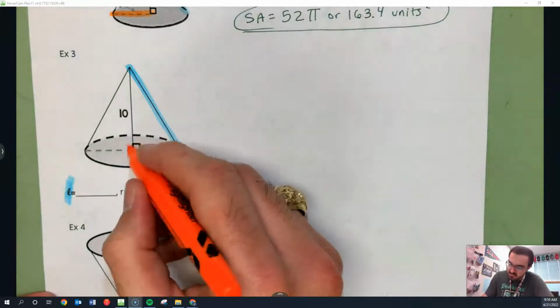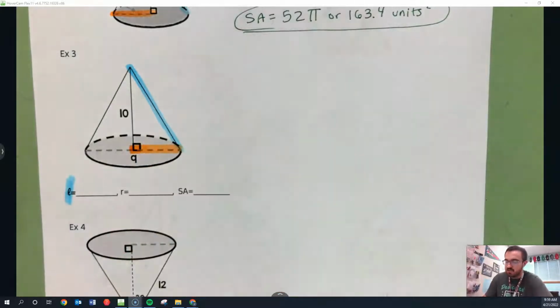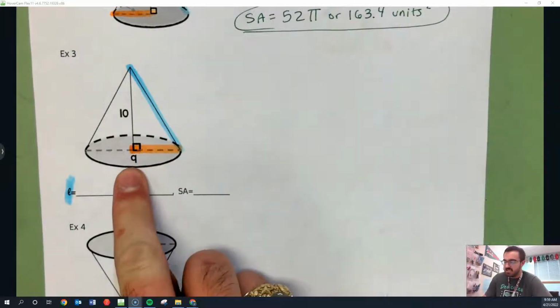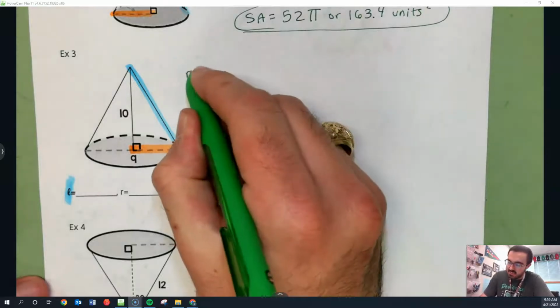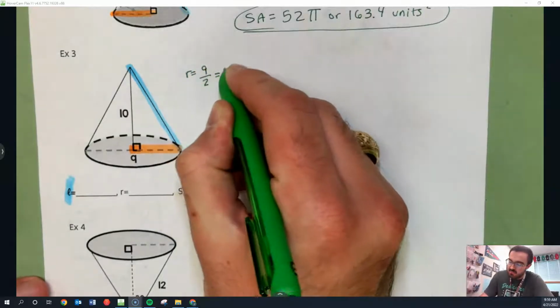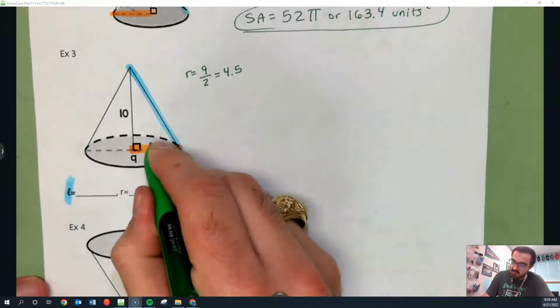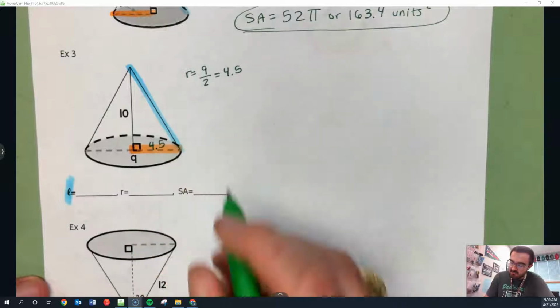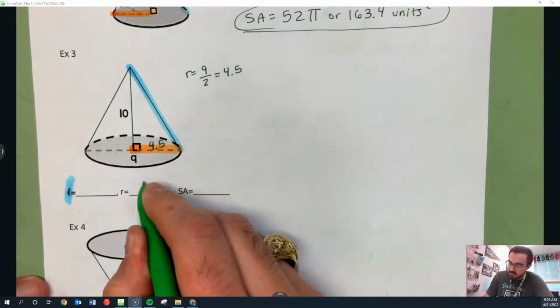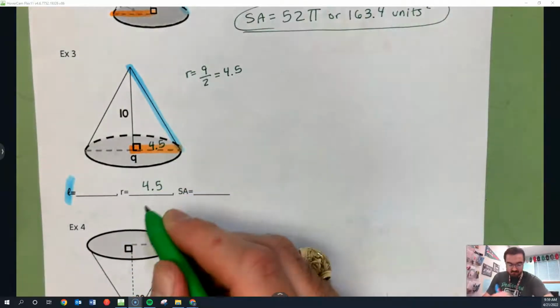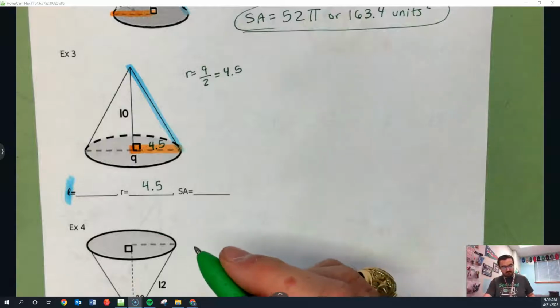The radius is the distance from the center to the side. So is it 9? It is not 9. The radius is, you remember, going to be 9 divided by 2, which if you put that in the calculator would be 4.5. So this part is actually 4.5.